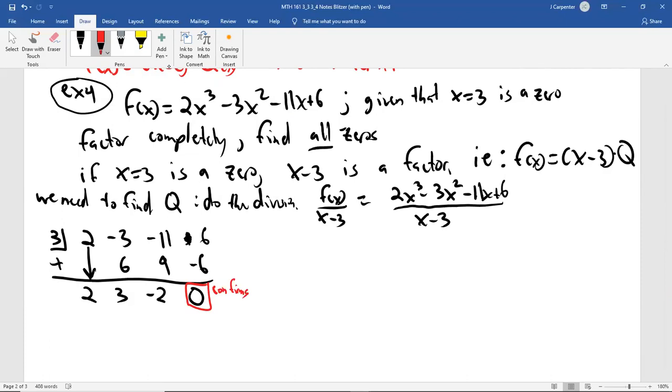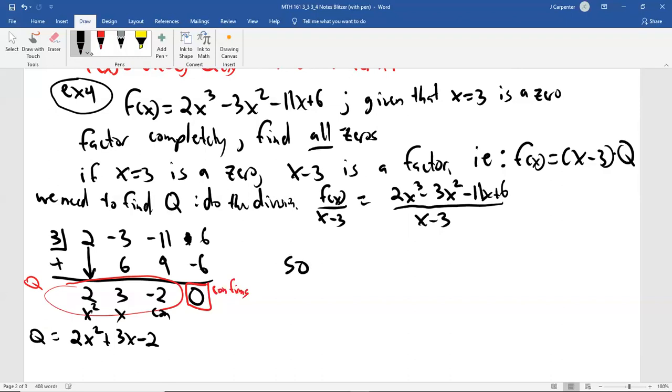But what we needed out of this was the quotient. This piece right here gives us the quotient. From right to left, that's the constant, the coefficient of the x, and the coefficient of x squared. So q is equal to 2x squared plus 3x minus 2. That's the quotient.